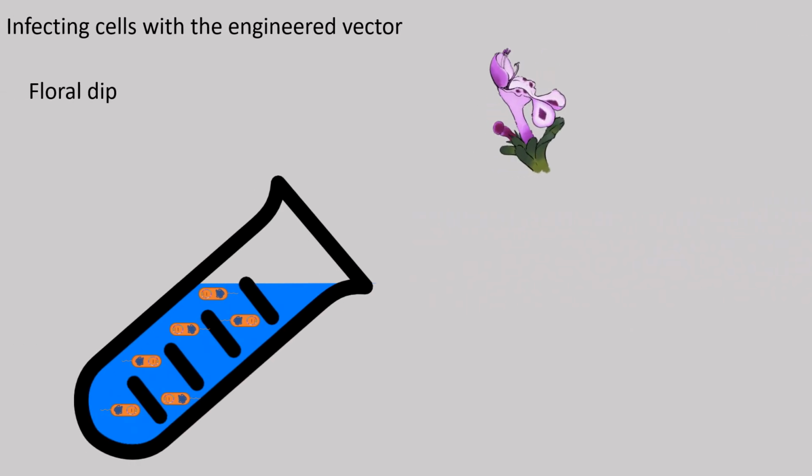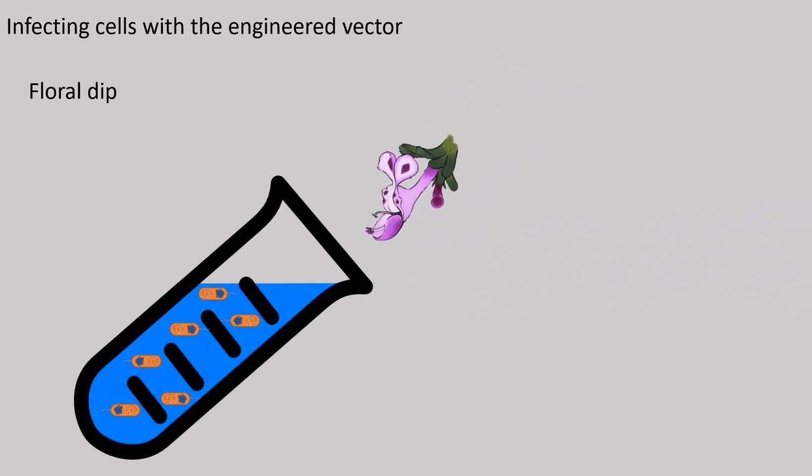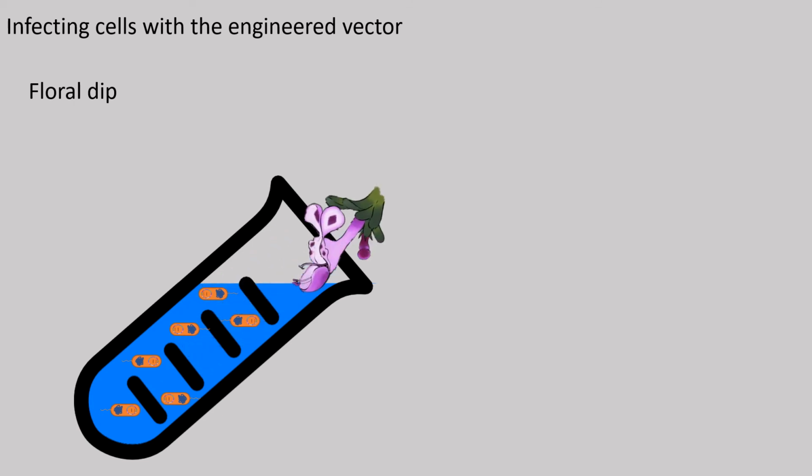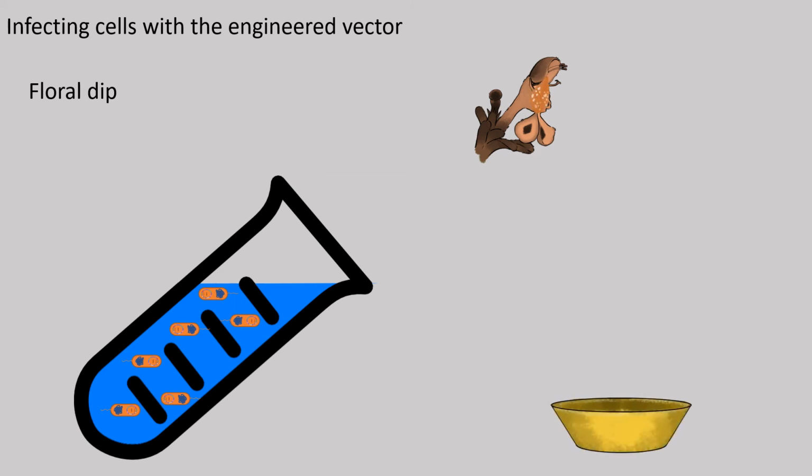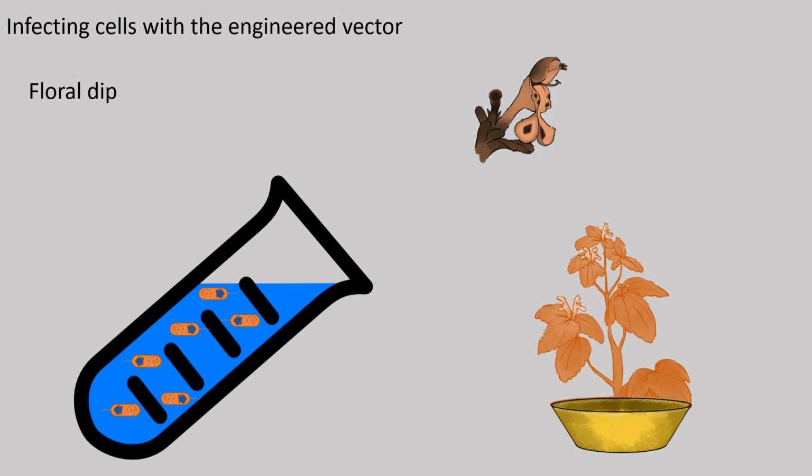To avoid the step of plant tissue culture, the floral dip technique can be used. The flowers or floral buds are dipped in a suspension of genetically engineered agrobacteria, resulting in the transformation of the plant germ cells. These cells can then be used to produce seeds that will be grown in a genetically modified plant.